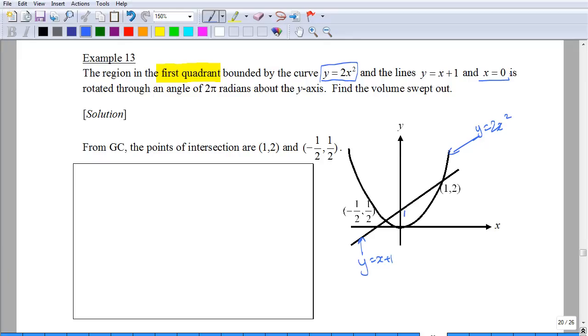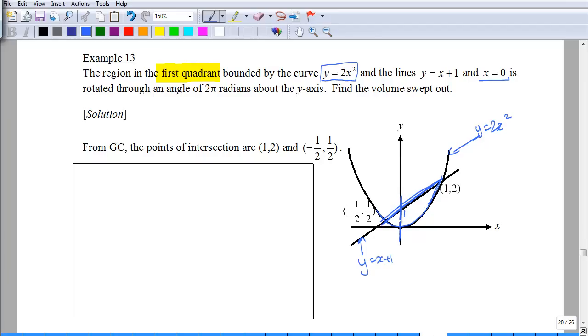So we need to determine the region that we are rotating about the y-axis. Now, it's bounded by y equals 2x squared, the line, so I'll outline this, the line y equals x plus 1, and x equals 0, which is the y-axis.